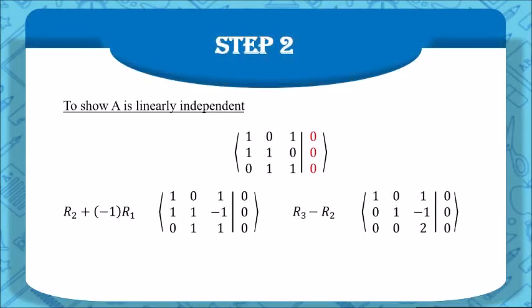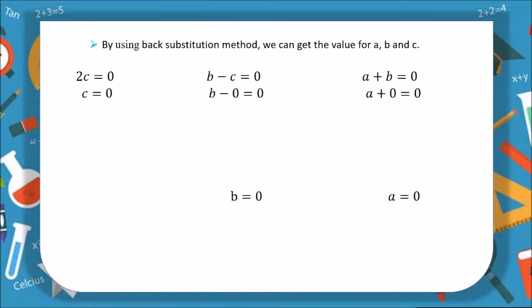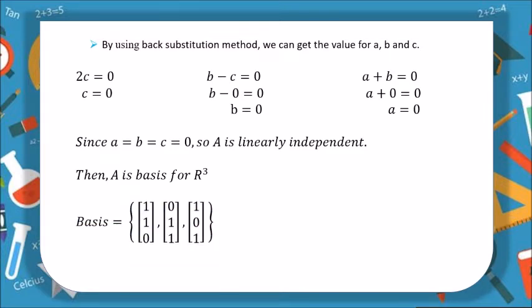For step 2, to show A is linearly independent, we can use the same steps as for the spanning set but change the answer into 0. By using the back substitution method, we can get the values for A, B and C. Since A, B and C equal 0, A is linearly independent. Then A is a basis for R3.